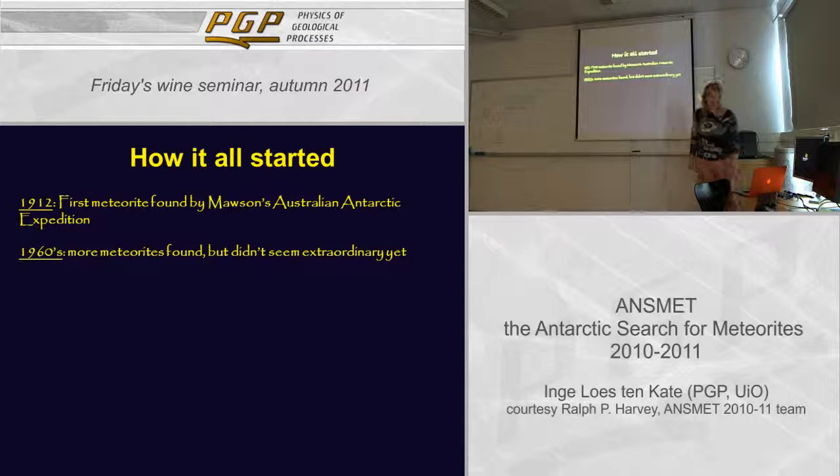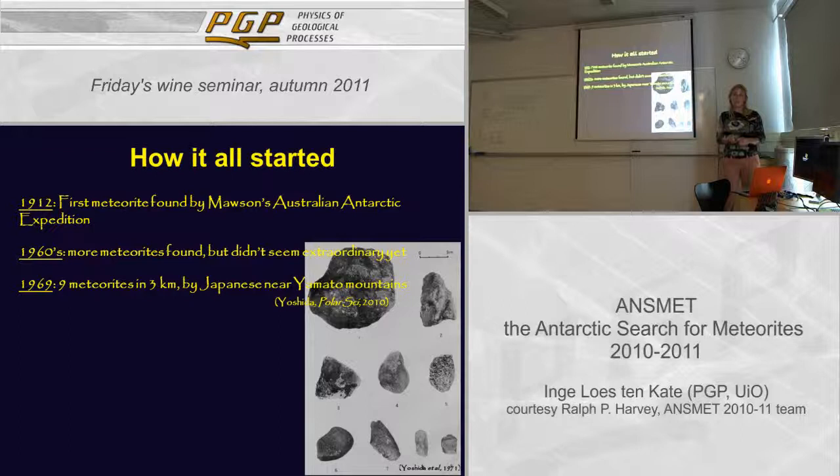And still the same, it wasn't really that extraordinary yet. And then the Japanese went with a campaign in 1969, and they found on a stretch of 3 kilometers, which is a relatively small stretch to find meteorites, 9 meteorites close to the Yamato Mountains. This is actually a picture of the paper that appeared 2 years later in 1971, which has a photograph of all the meteorites they found.